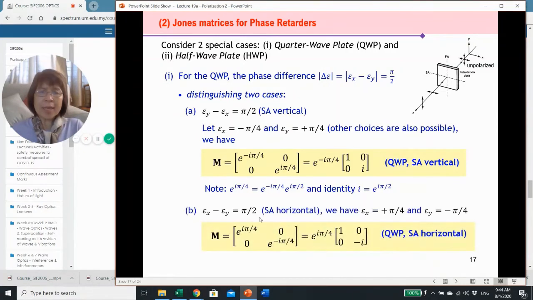And next, if the slow axis is horizontal, then you have epsilon x minus epsilon y equals pi over 2. So epsilon x will be equal to pi over 4, and epsilon y we take to be negative pi over 4, writing it this way. Then when you take this factor out, you'll find that this works out to be negative i. So this represents a quarter wave plate, with slow axis horizontal.